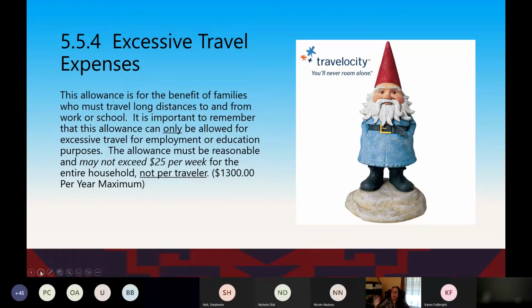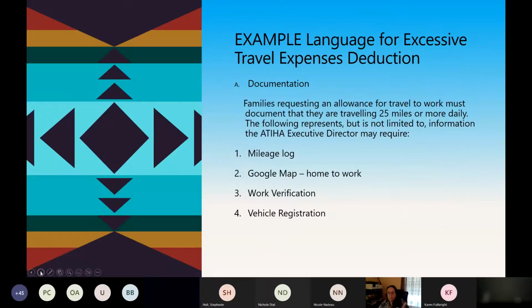So our distance to town, depending on where you are on the res, could be 20 to 27 miles. So we set 20 as an excessive, so they could go to the college in the sister town, or they could work in there. So we use 20. And then you can ask for like a Google map.